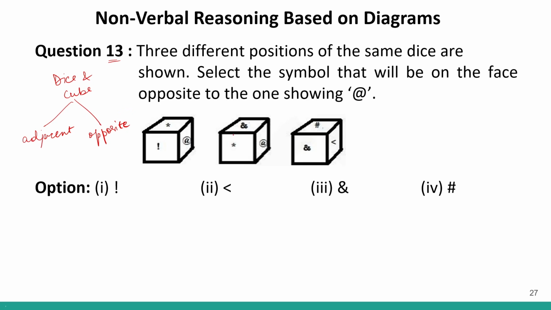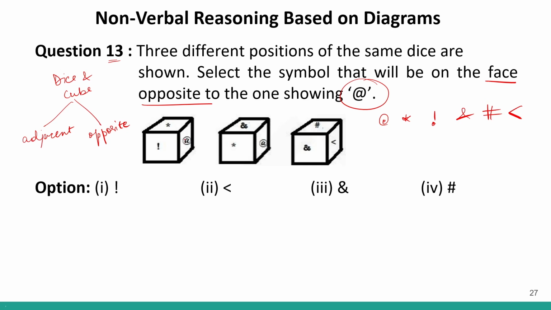So we have 3 different positions of the same dice and we have to find the one that will face opposite to this one, the @ sign. Symbols are given. So we have @, then we have this sign, and which sign is missing? This sign. So these are the 6 signs given to us. If it is adjacent, it cannot be opposite. If it is opposite, it cannot be adjacent.